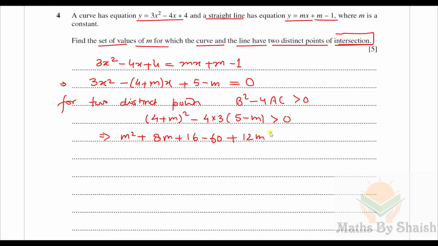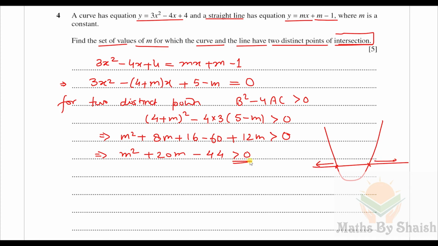Or we will make it as m square plus 20m plus 16 minus 60, which is going to be minus 44, greater than 0. Now we will find the values, and we can see this curve is going to be like that. If we can find the roots, then the set of values would be this and this, because we require the greater than 0 portion.